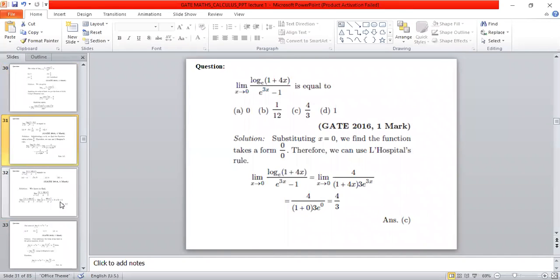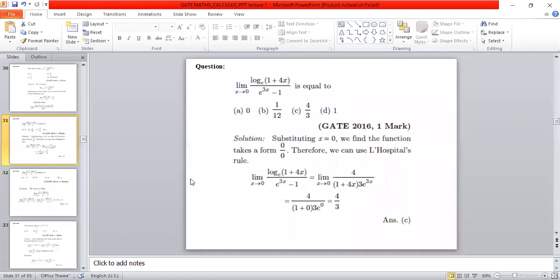Next question. Limit x tends to 0, log of 1 plus 4x upon e raised to 3x minus 1. So put x is 0 in the given thing. So it is log 1 plus 0, that is log 1. Log 1 upon e raised to 0, 1 minus 1, 0.